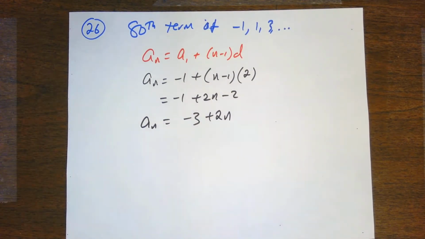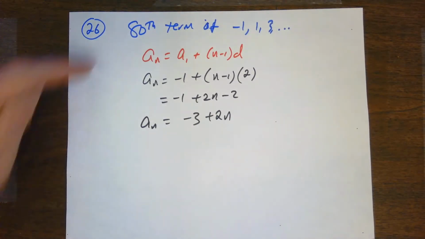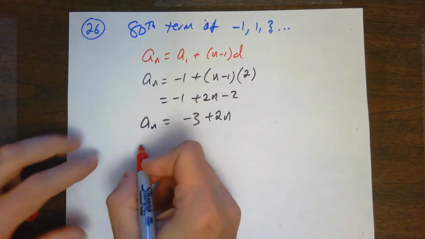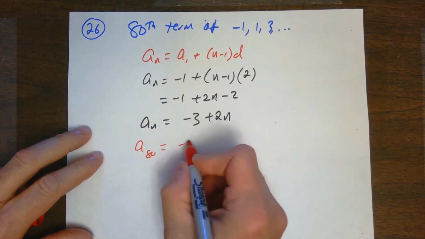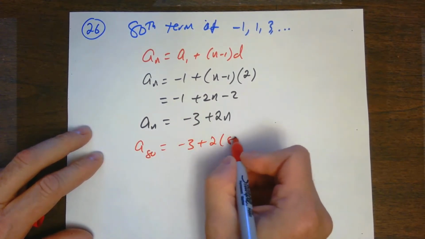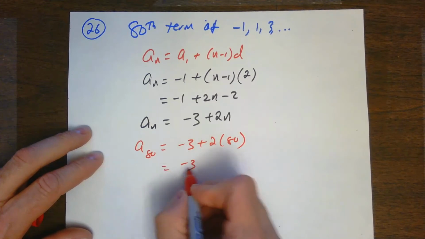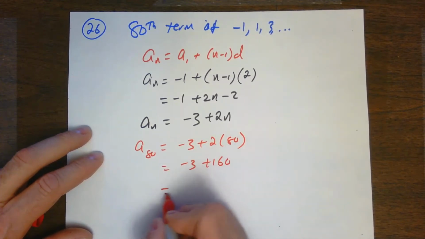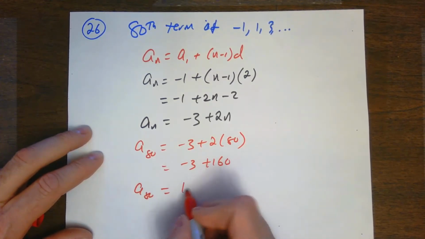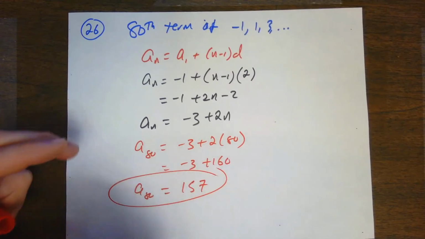So now I've got the formula. It's easy to find any term I want. Here I want to find the 80th term. A sub 80 equals negative 3 plus 2 times 80. Negative 3 plus 160. My 80th term is 157.